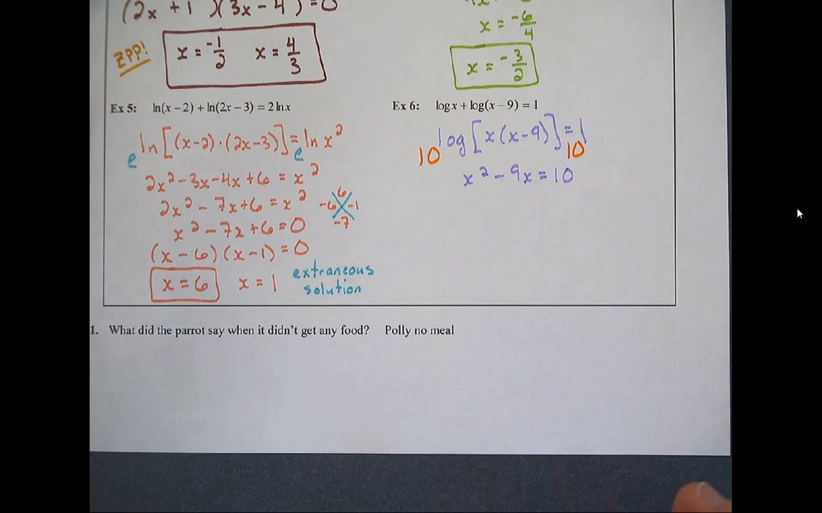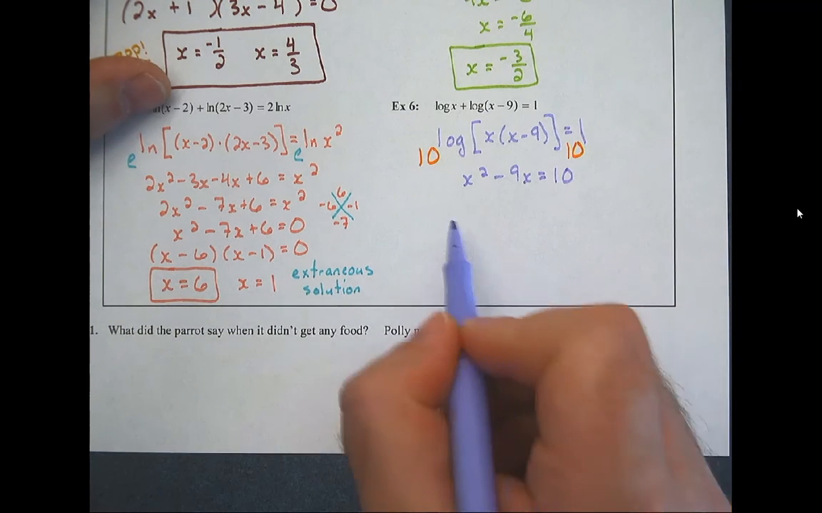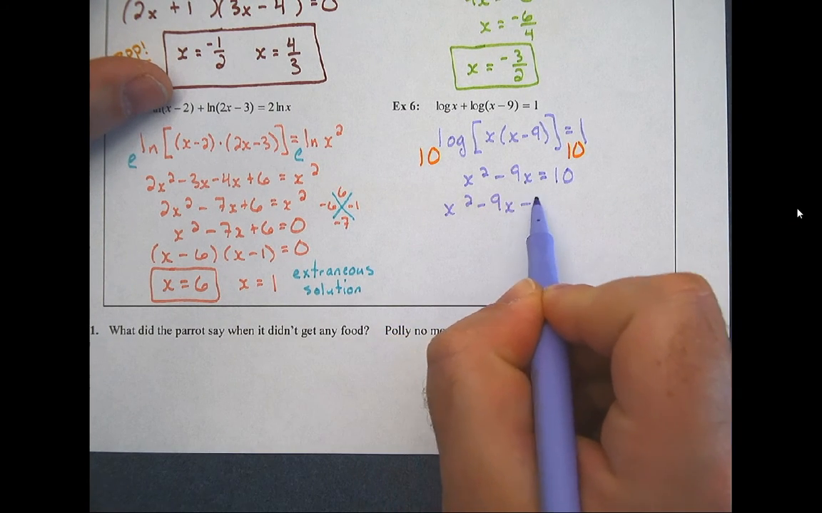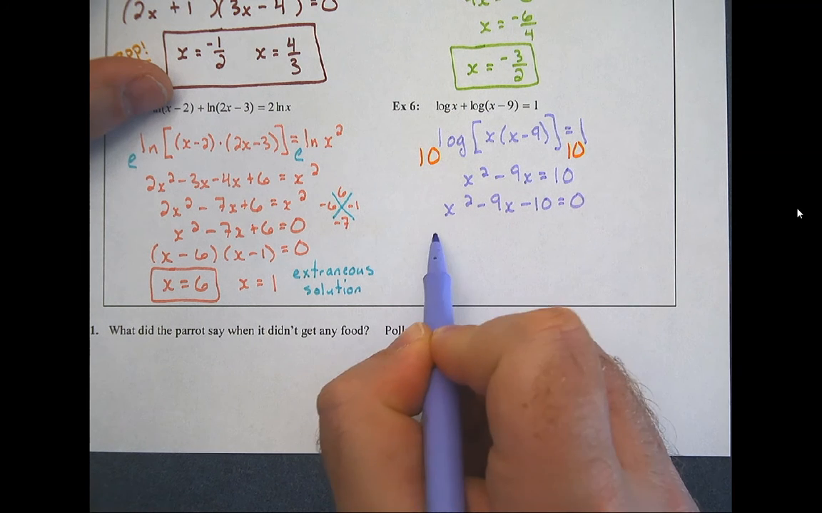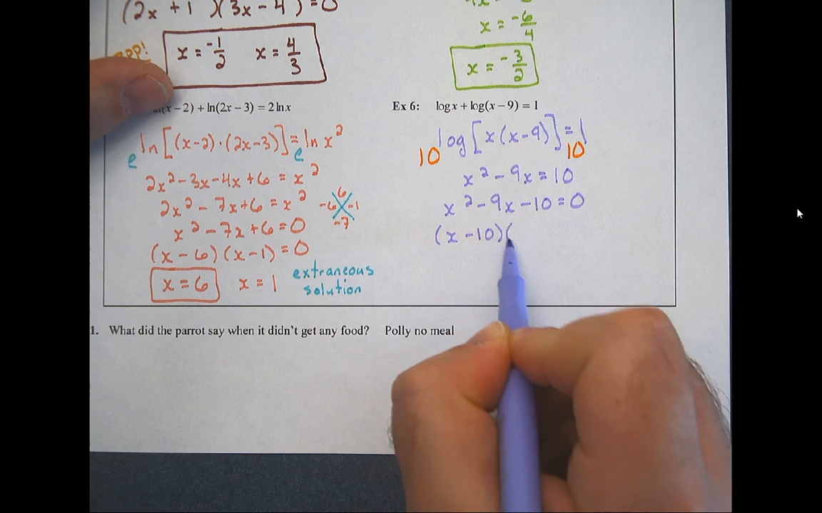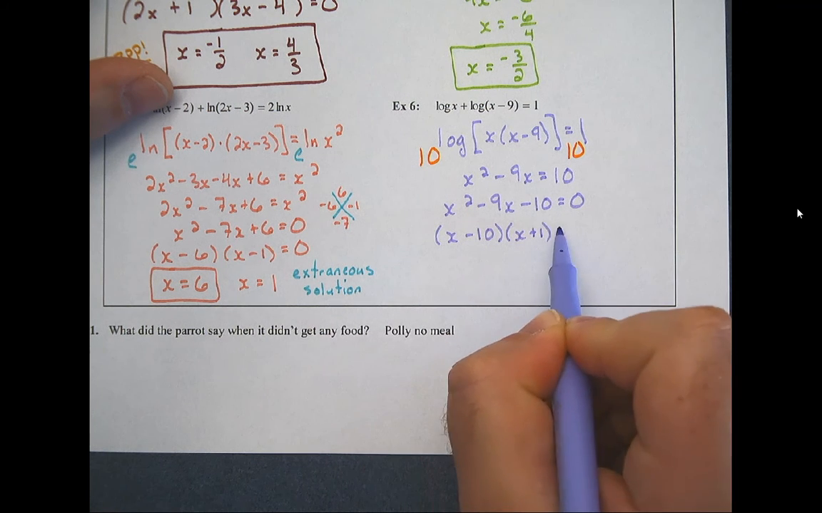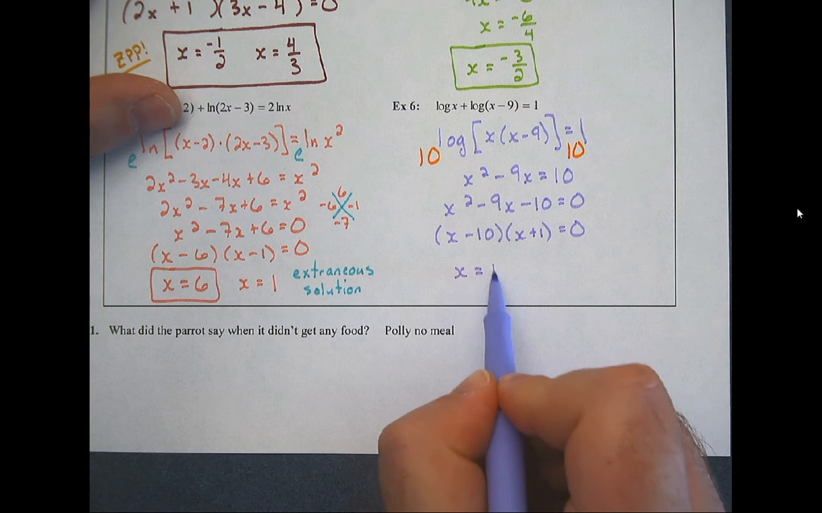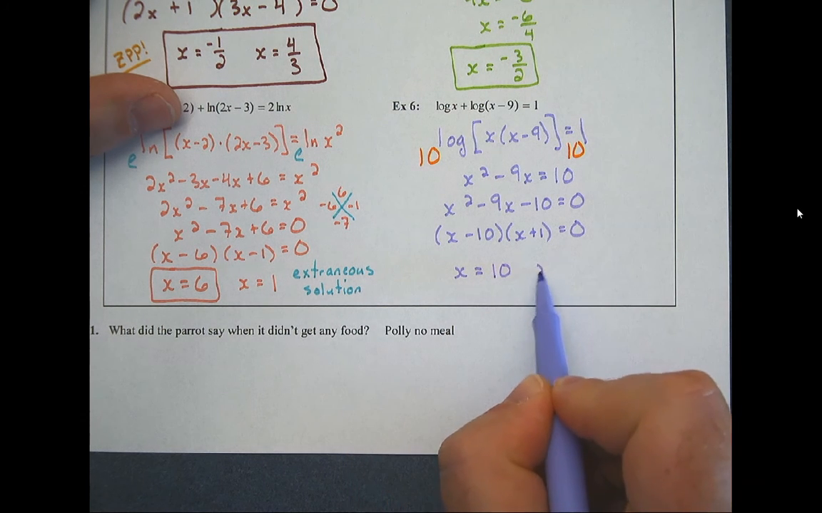If you've got an x and an x squared, the only way to solve that is by factoring. So I'm going to set it up equal to 0. Now I'm going to factor. 10 that makes 9 is minus 10 plus 1. ZPP, I get x equals 10. I get x equals negative 1.